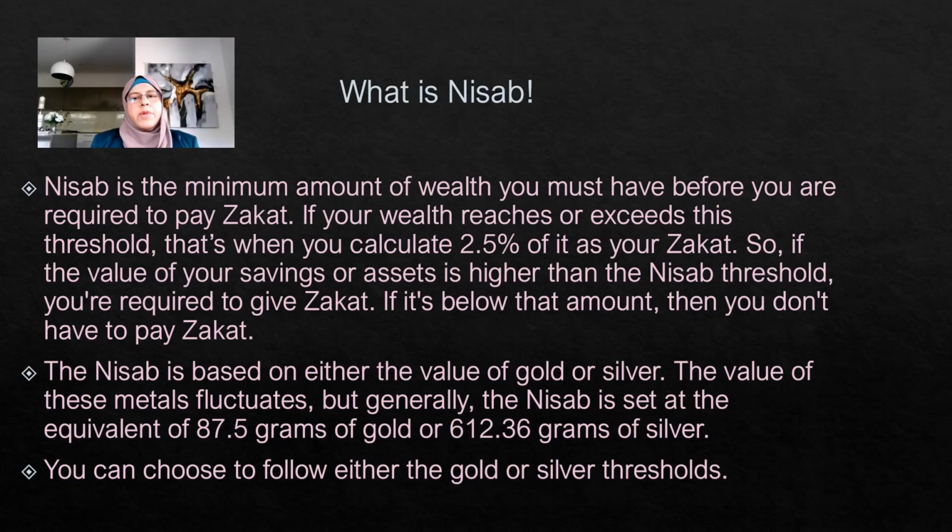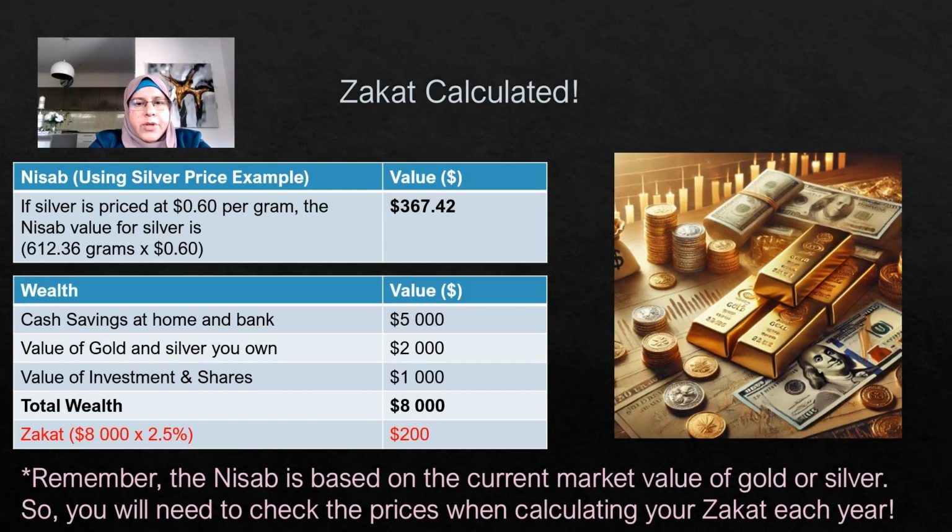Nisab is the minimum amount of wealth that you must have before you are required to pay zakat. If your wealth reaches or exceeds this threshold, then you calculate 2.5% of it to pay out as zakat. You can choose to follow either the gold or silver threshold. And you can see on the screen the thresholds for each. In this example, we have used silver as a threshold.